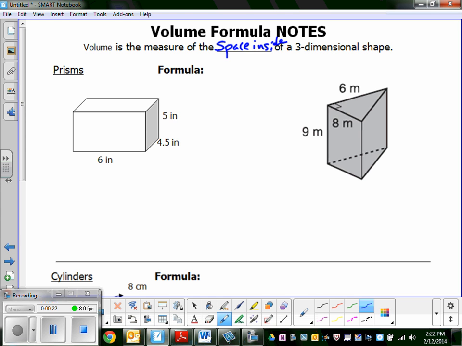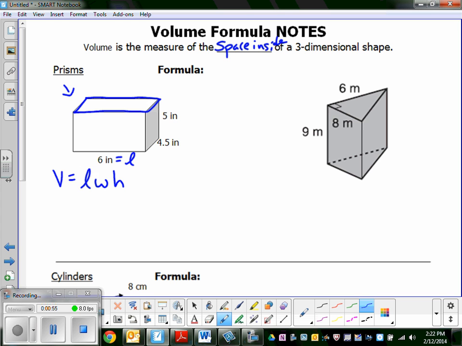Let's start with prisms. When we look at prisms, in order to find the volume, we have different formulas depending on the type of prism. For example, this first solid is known as a rectangular prism due to the fact that the base of the shape is actually a rectangle. In order to find the volume of this particular solid, we multiply the length by the width by the height.